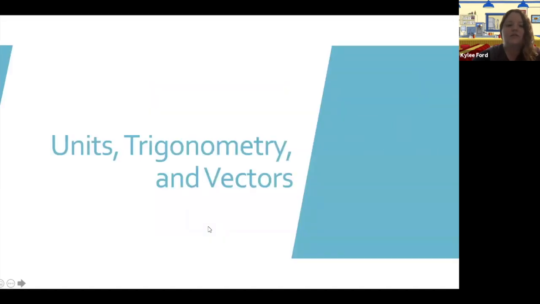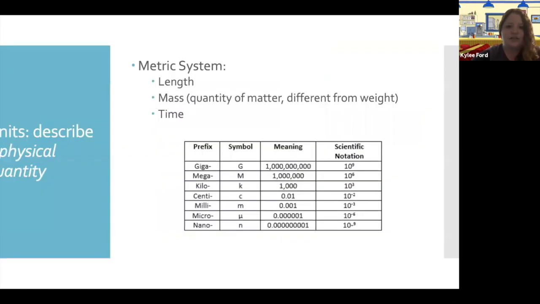Now, I want to go into our units, a little bit of trigonometry and vectors, okay? And I'll probably cut this up a little bit because this might be a little bit long, okay? So first things first is units, okay? Units are very, very important, okay?